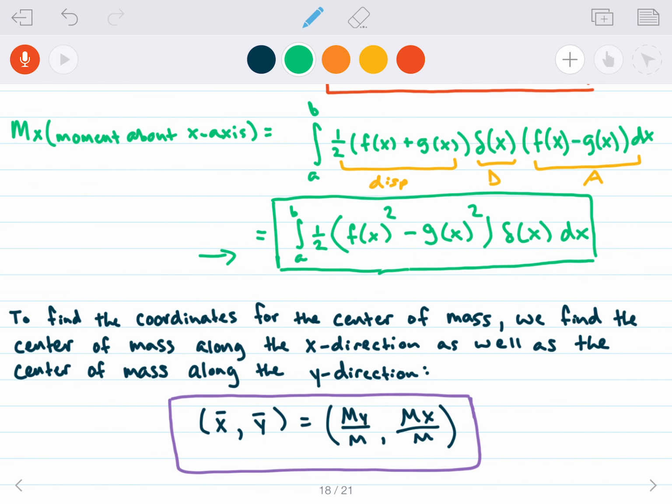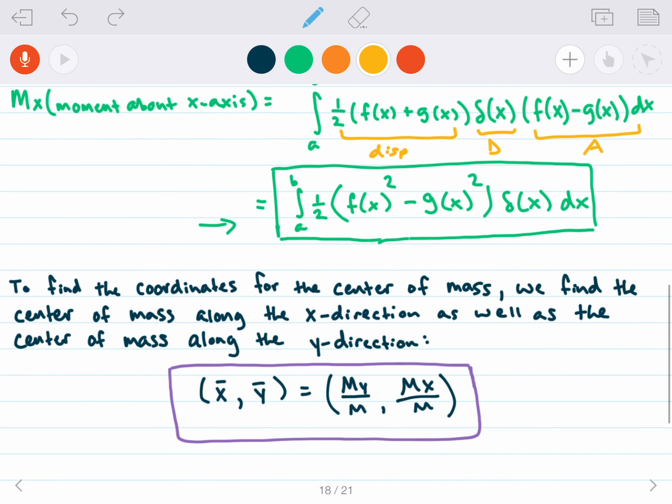To find the coordinates for the center of mass, we find the center of mass along the x direction as well as the center of mass along the y direction. And it might be a little confusing because we see x matched with y over here, and then we see y matched with x over here. But remember that for the center of mass for x, again, this moment is measured from the y-axis, and that's the x value. So that's kind of how those two coincide.